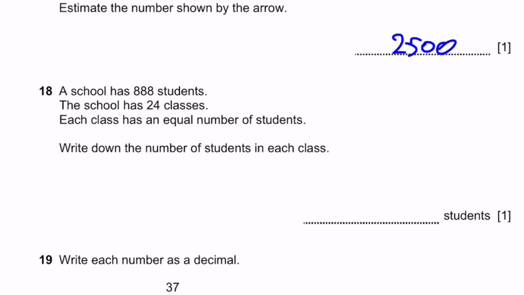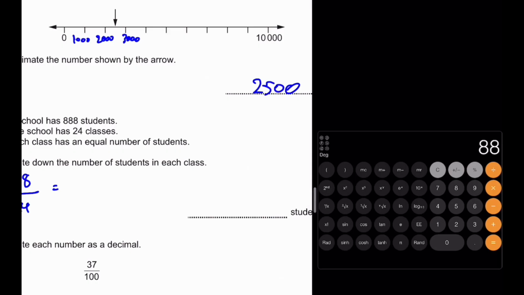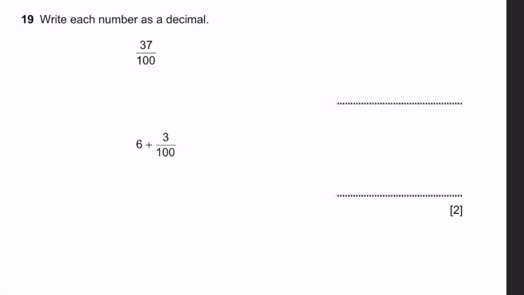Question 18. A school has 888 students. The school has 24 classes. Each class has an equal number of students. Write down the number of students in each class. This is simple. 888 divided by 24. Let's use our calculator for this. We get the answer as 37 students. That's the answer.